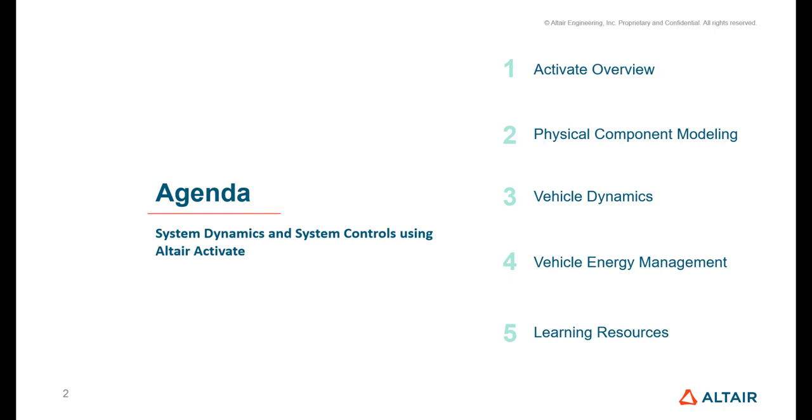And then we're going to talk specifically about vehicle dynamics, how to model vehicle dynamics in Activate at a basic level, and then take that model we use as an example and put it into a larger context, a slightly more complex model for management of energy consumption in a vehicle. And then I'll close out with some learning resources that you can utilize for learning more in depth about system modeling with Altair Activate.